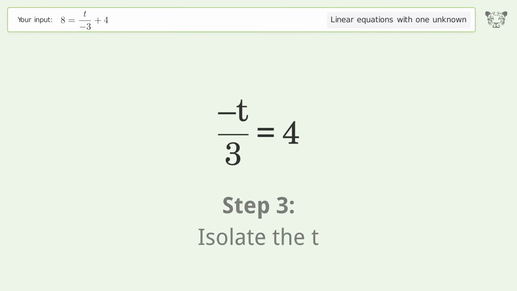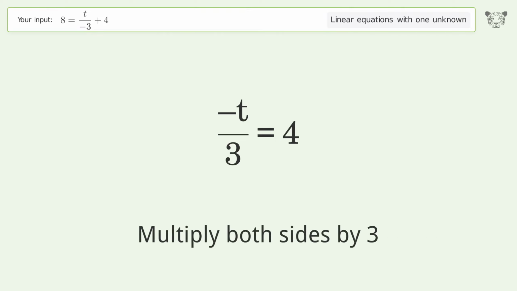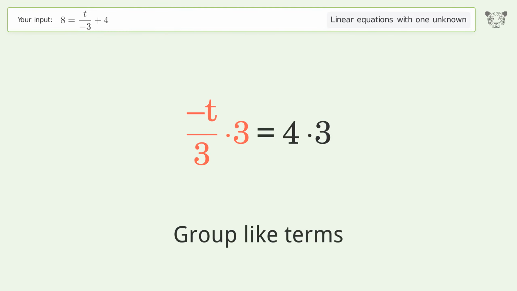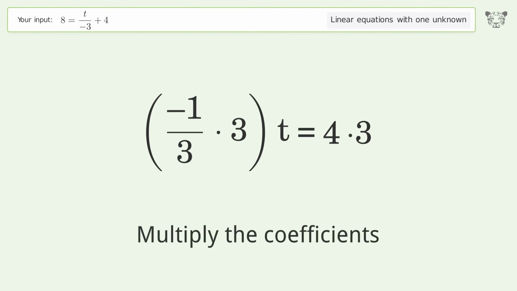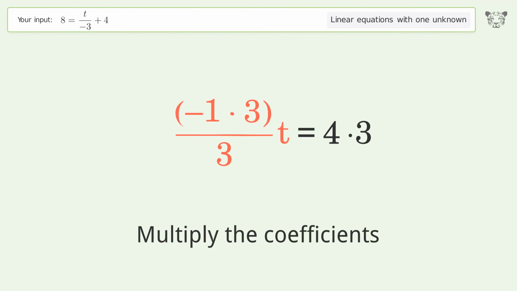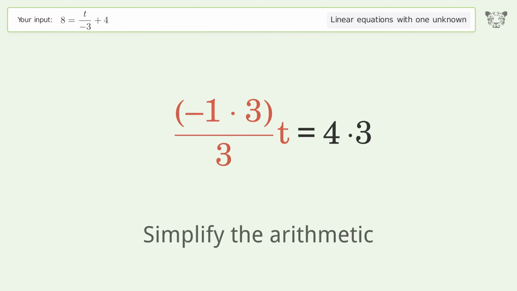Isolate the t. Multiply both sides by 3. Group like terms. Multiply the coefficients. Simplify the arithmetic.